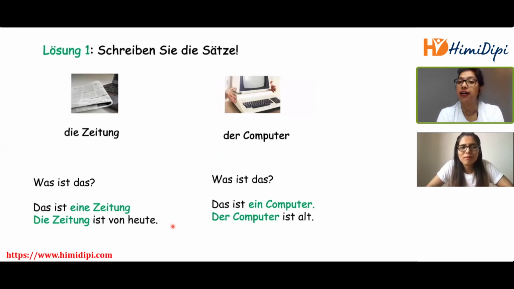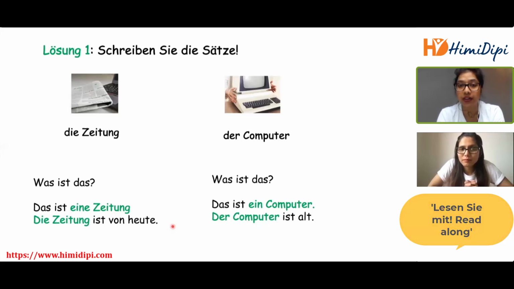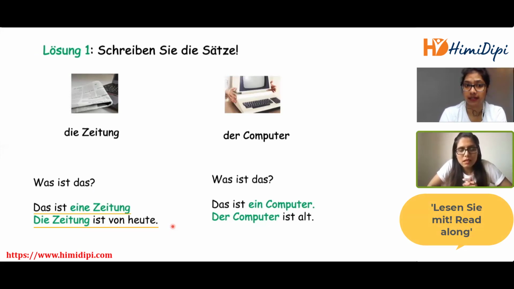Now, we are at your most favorite part, Lösung 1, schreiben Sie Sätze, Solution 1, write the sentences. Again, we hope that you got it correct, but if not, that is nothing to worry about. Let's just read it together and correct it now. Was ist das? Das ist eine Zeitung. Die Zeitung ist von heute. This is a newspaper. The newspaper is today's. It is today's newspaper. Es ist von heute.